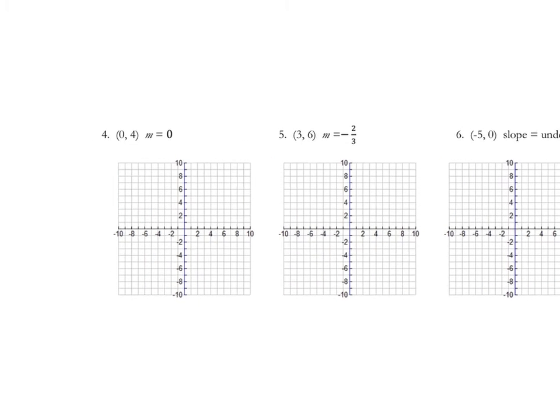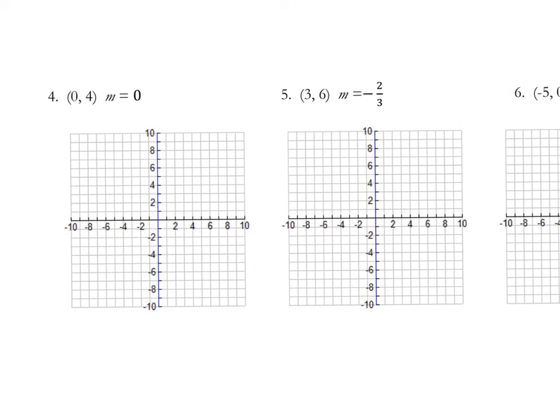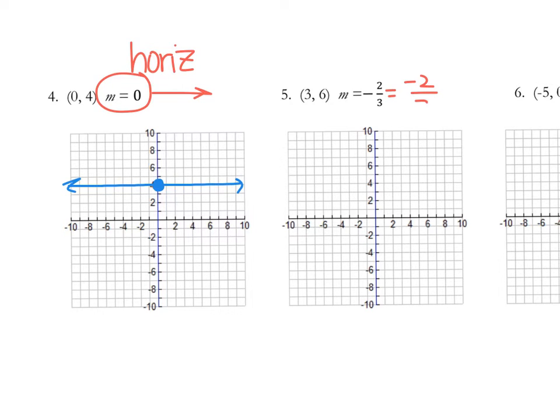Okay, so we have 0, 4, slope of 0. Ooh, slope of 0. What does that mean? Guys, this is a horizontal line. Remember, slope of 0 is horizontal, undefined is vertical. So if the point is 0, 4, that's this point, and it's just a horizontal line right through that. Nice and quick. The next problem, 3, 6, with a slope of -2/3. So that's -2 over 3. So that's down 2, right 3.